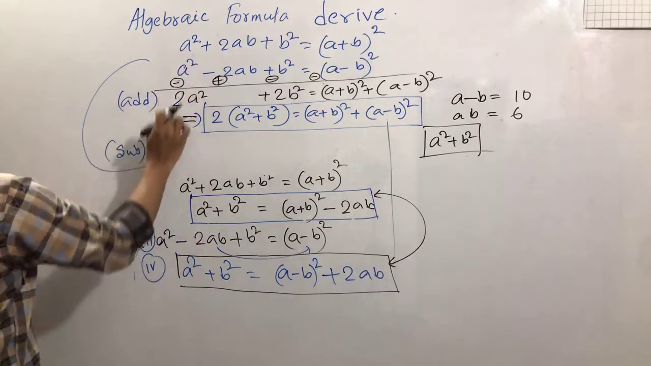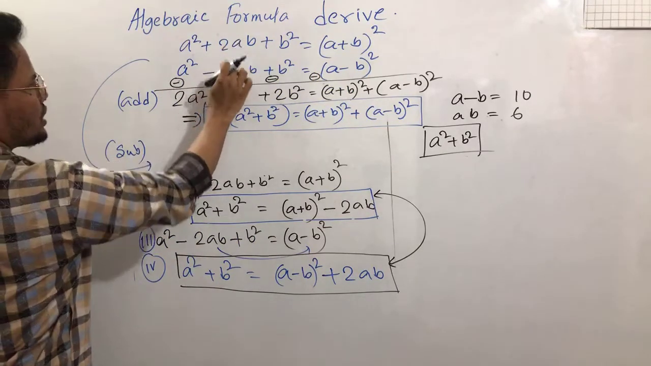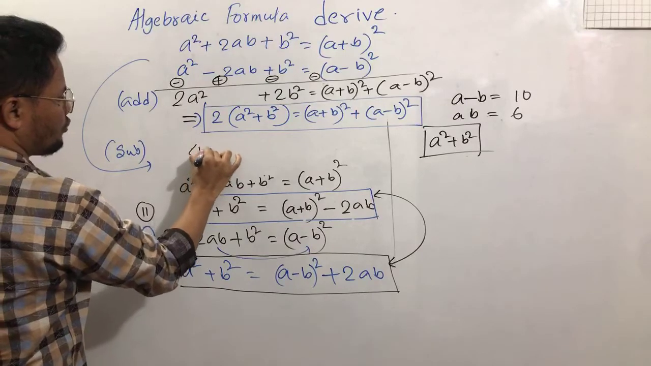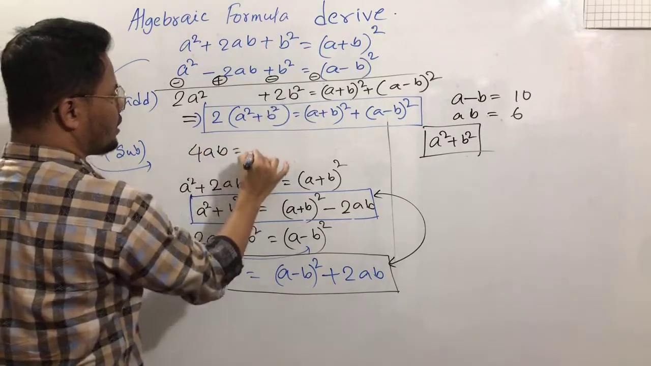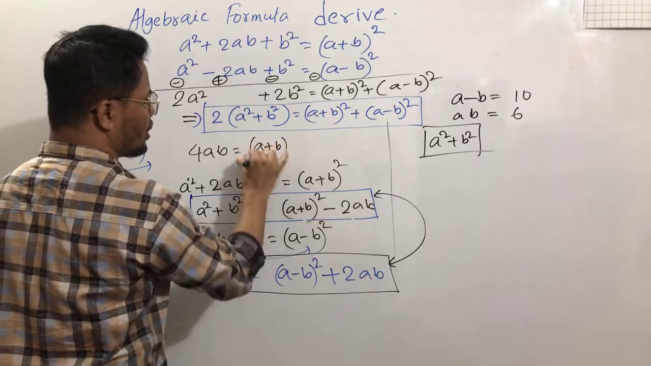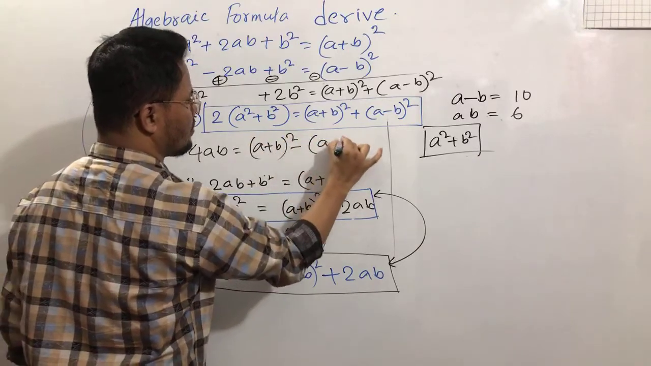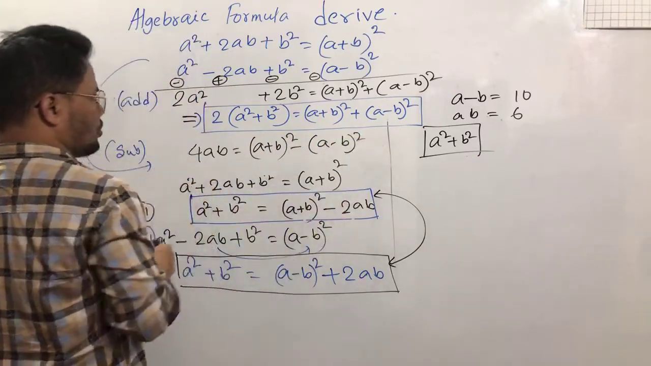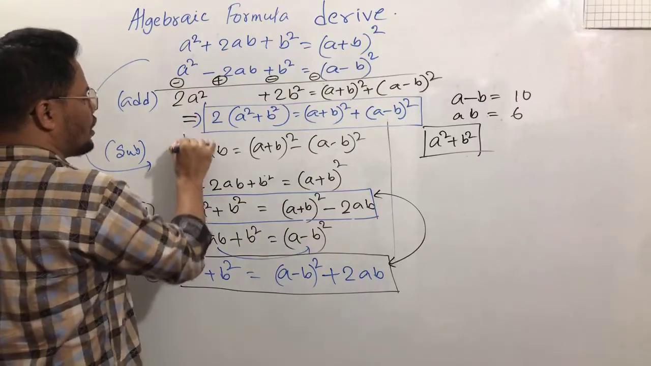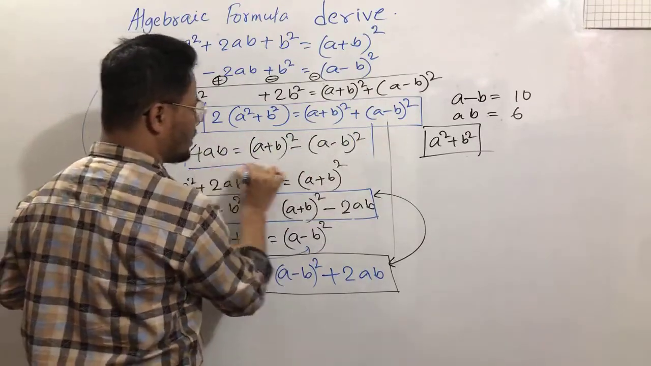So the A square terms can eliminate each other. Twice AB plus twice AB will be 4AB. And here, A plus B whole square minus A minus B whole square, this is the formula of 4 times of AB.